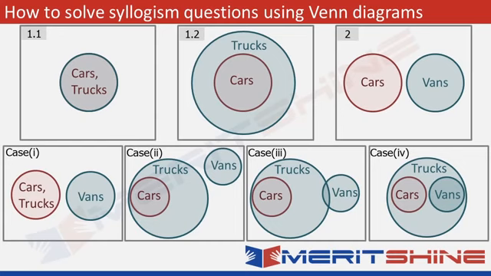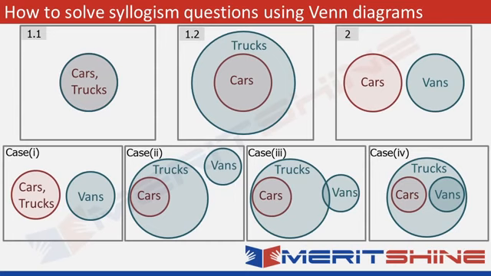Case 3 where cars are within trucks, obviously they have to, but there is some intersection between vans and trucks. But there still exist some vans that are not trucks. And case 4 in which all the vans are contained within trucks. So both the cars and the vans are contained within trucks, but cars and vans are still disjoint sets. I hope the 4 cases are understood.